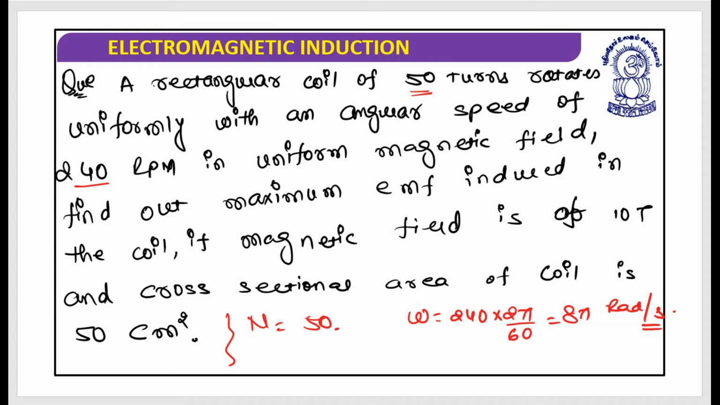In a uniform magnetic field, find the maximum EMF induced in the coil if the magnetic field B is 10 Tesla, and the cross-sectional area of the coil A is 50 centimeter square. So it's 50 into 10 to the power minus 4 meter square.